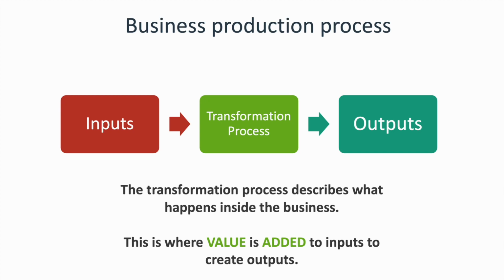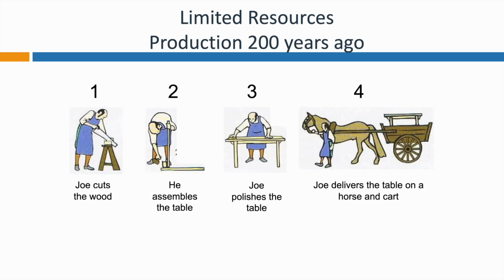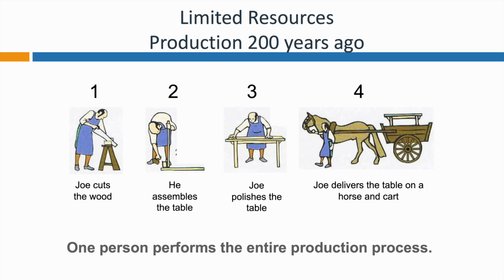But now, just briefly, some historical background. Production 200 years ago was all done by one person. One person, let's call him Joe, would cut the wood, assemble the table, polish the table, and then in the end, he would deliver the table on a horse and cart to the market.